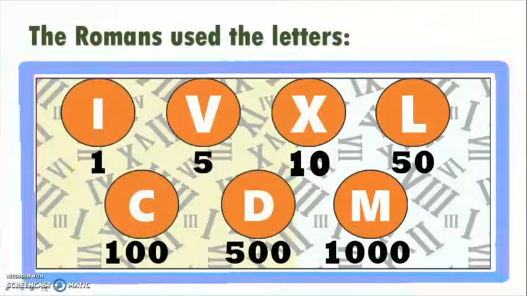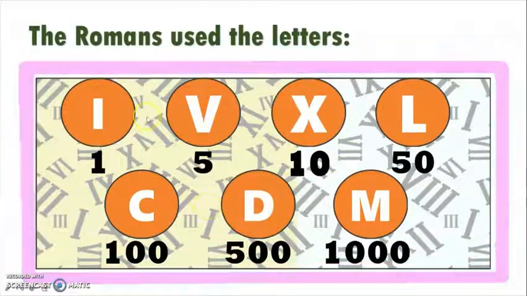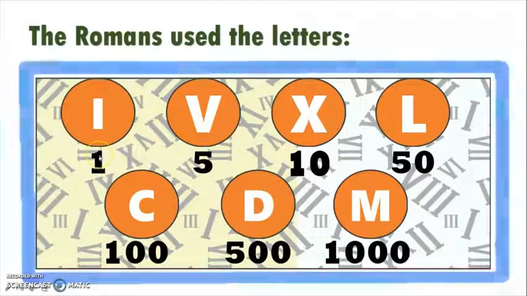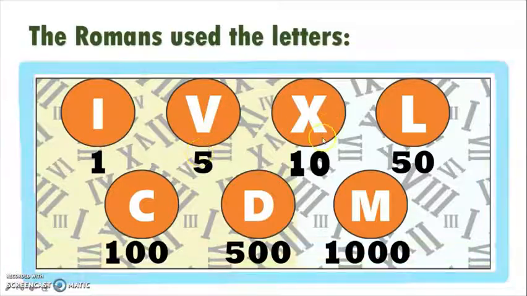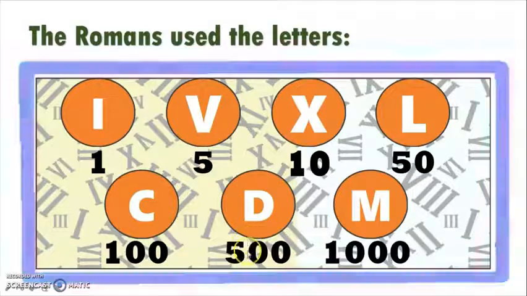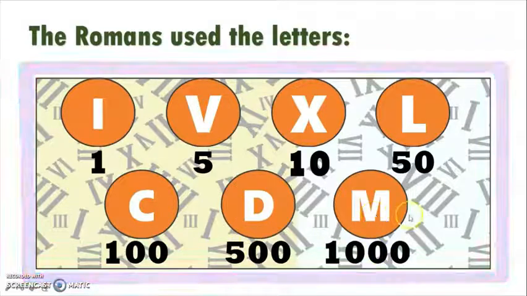Therefore, these 7 letters with their values are: I equals 1, V equals 5, X equals 10, L equals 50, C equals 100, D equals 500, and M equals 1000.